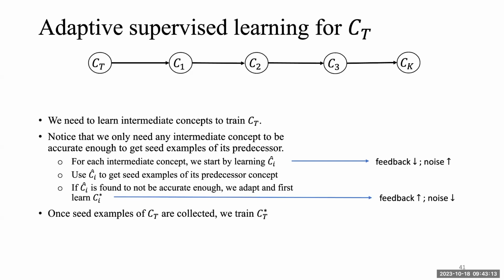we'll start by learning. So the intermediate concept is CI. We'll start by learning CI hat, which is the low feedback classifier, and we'll see online if this is able to get us some seed examples of the predecessor concept. If it fails to do that, then online we'll adapt, first learn CI star, use that to get the seed examples of the predecessor concept, and we can move on. Once this is done, we'll have seed examples of CT, and we can train CT star.